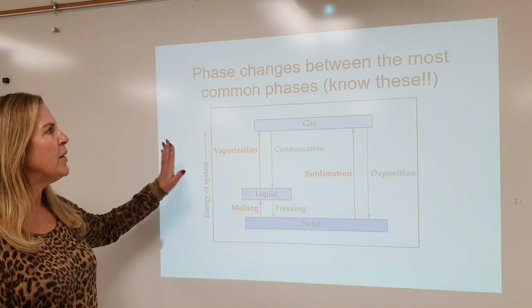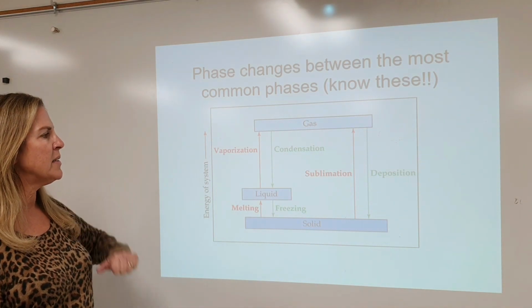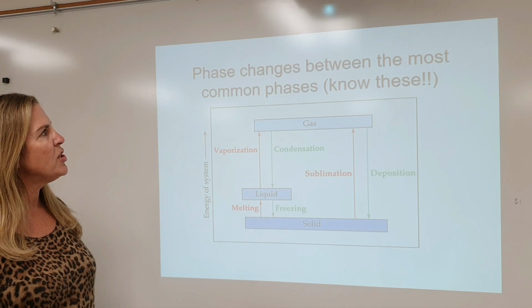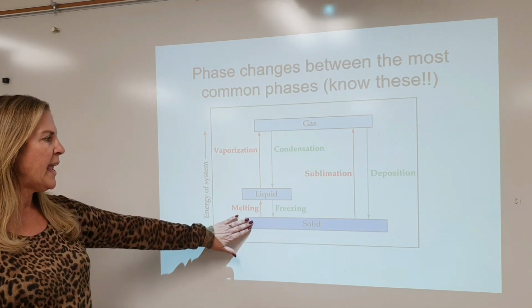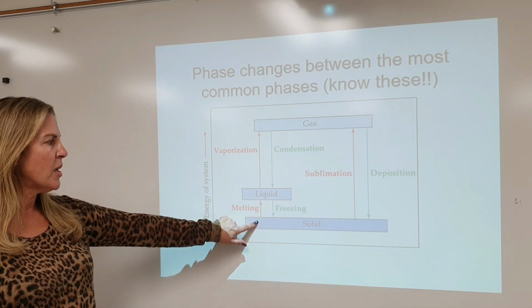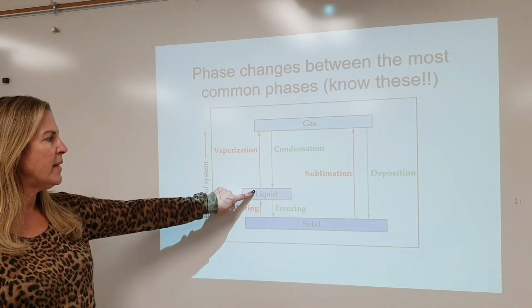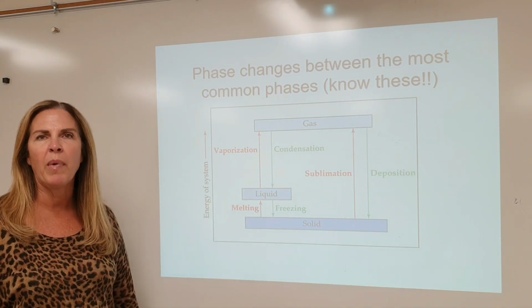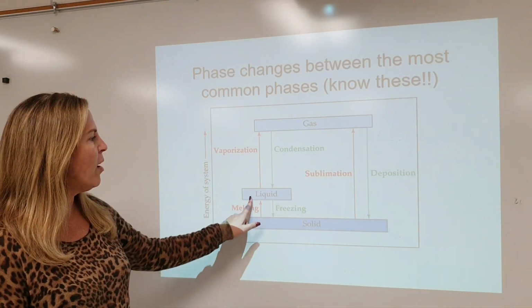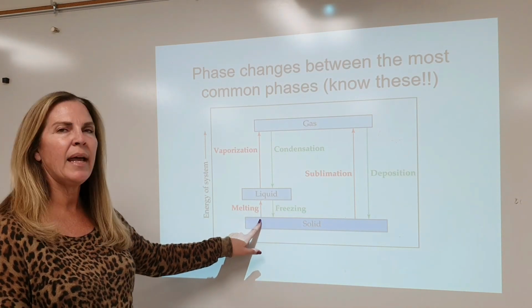This is a very important document. All right, so it says phase changes between the most common phases, know these. So taking a look at this, if we are in the solid and we want to go to a liquid, well, first of all, a solid changing into a liquid, most of you would tell me melting. But what's going on with this arrow? Does that have something to do?